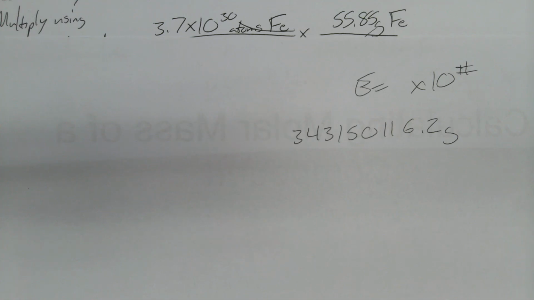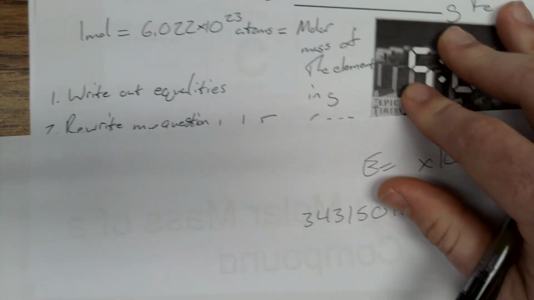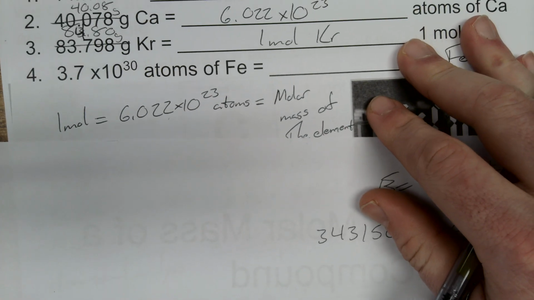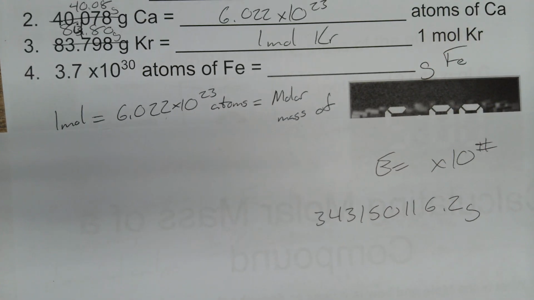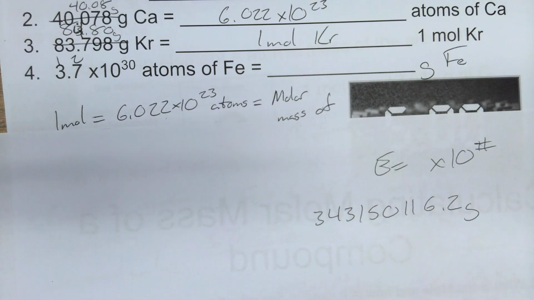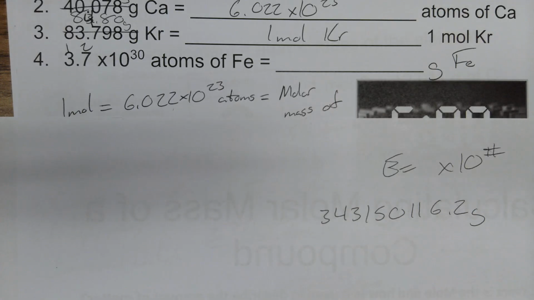What do I have to do? I have to round it, right? How many sig figs am I going to use? 1, 2, 3, 4. How many sig figs does my final answer have to have? 2. Because I count them: 1, 2. I have 2 sig figs in my question. Therefore, I can only have 2 sig figs in my final answer.